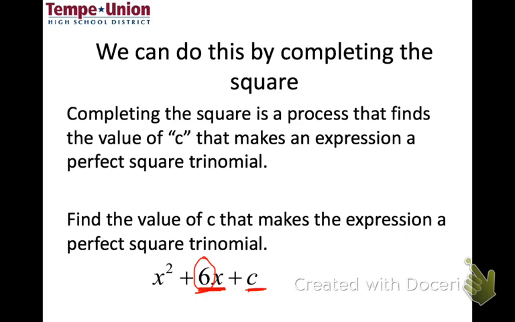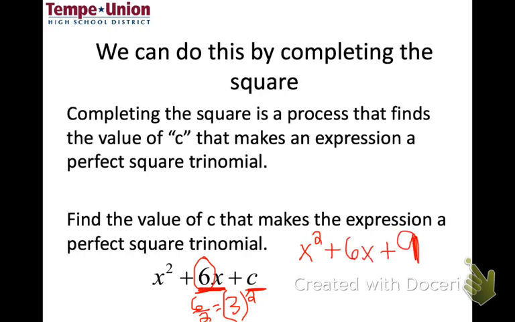So let's take 6, and we'll divide 6 by 2. So 6 divided by 2, that equals 3, right? And then we're going to square that. So the magic number is 9. So that means that x squared plus 6x, we would add a magic 9.